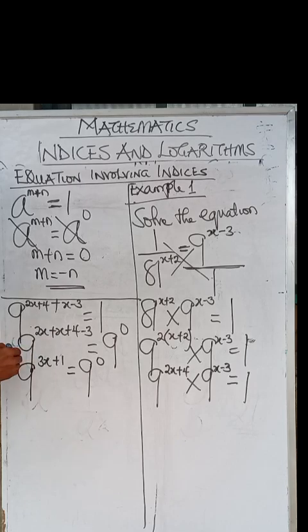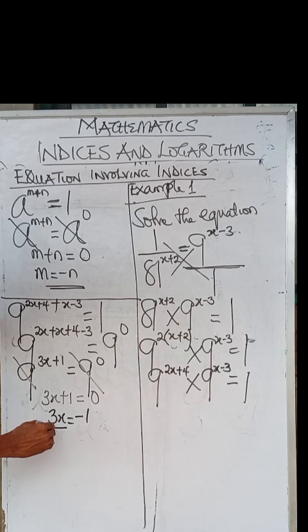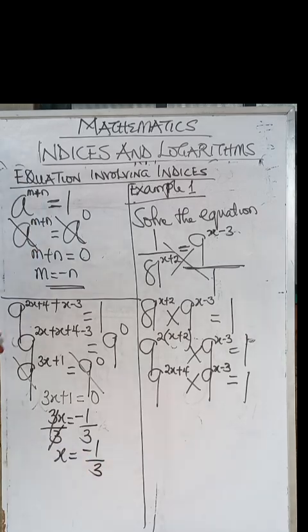The bases are the same, so we cancel out the base. We are left with 3x plus 1 equals 0. Then collect like terms: 3x equals 0 minus 1, which is negative 1. Divide both sides by 3. Then basically x equals negative 1 over 3.